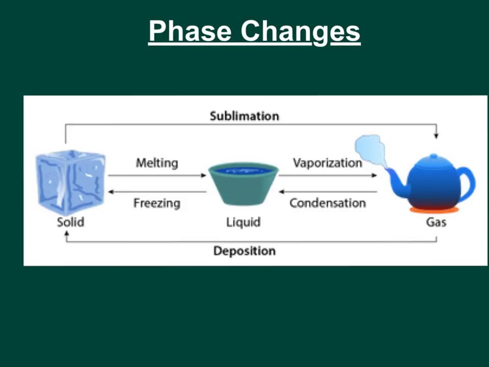There are also some more unusual types of phase changes. When a solid becomes a gas and it skips the liquid phase, we call that sublimation. There's also examples of a gas becoming a solid and again, skipping the liquid phase. That's called deposition.